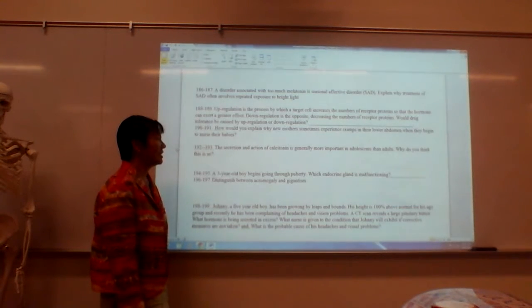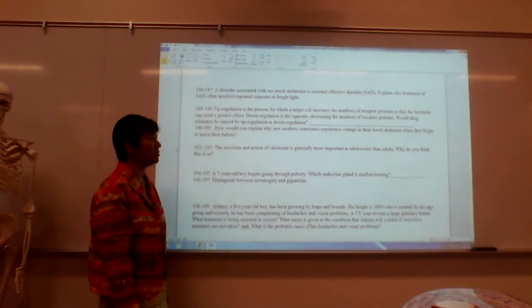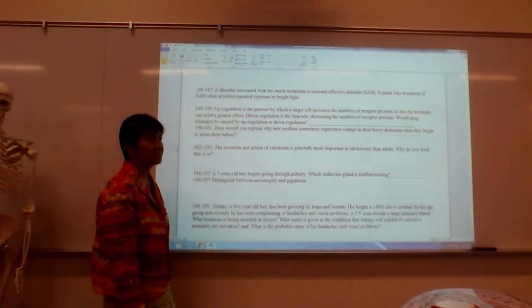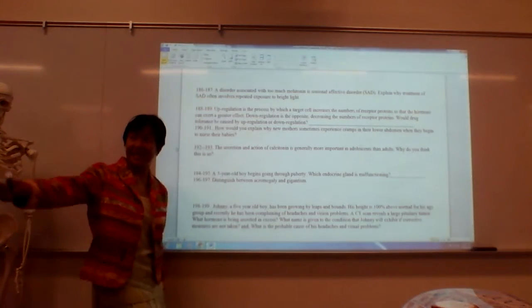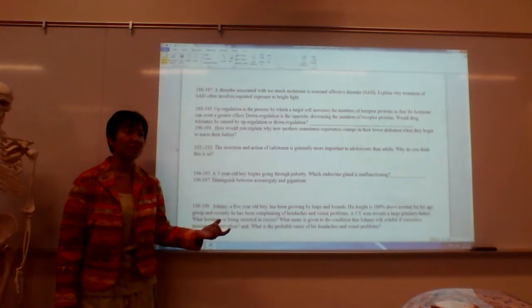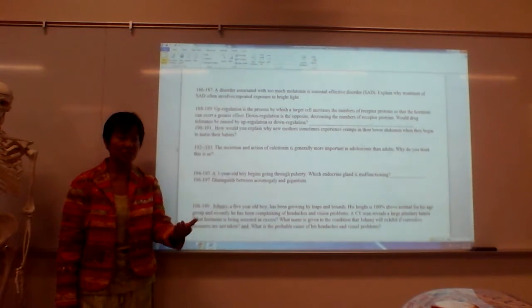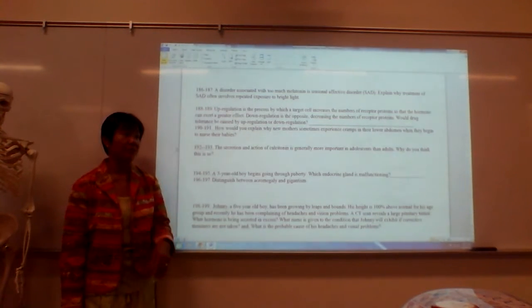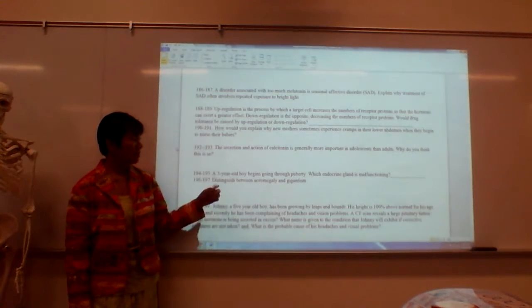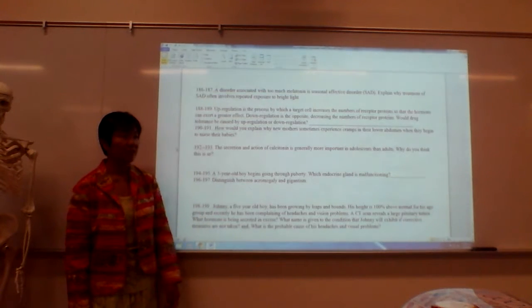Secretion and action of calcitonin is generally more important in adolescents than adults. Why? It's very good, because calcitonin promotes bone calcium to go inside the bone, right? So you want it especially in adolescents, because they're just growing. A 3 year old begins going through puberty. What endocrine gland is malfunctioning?